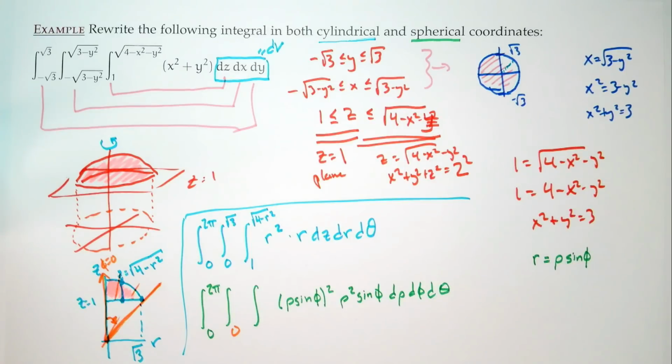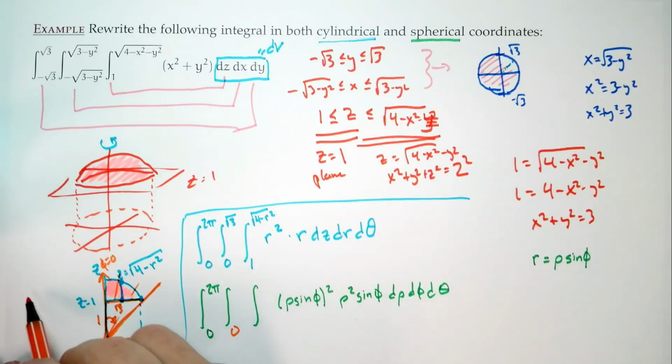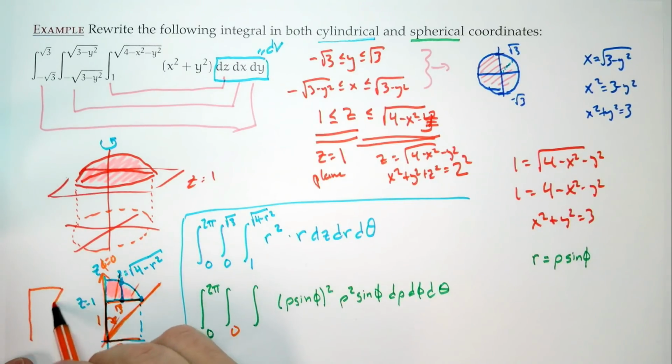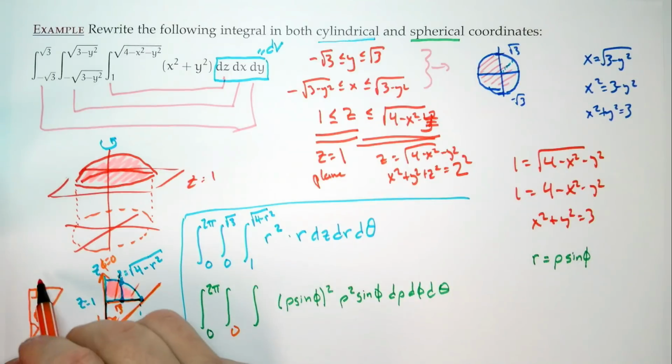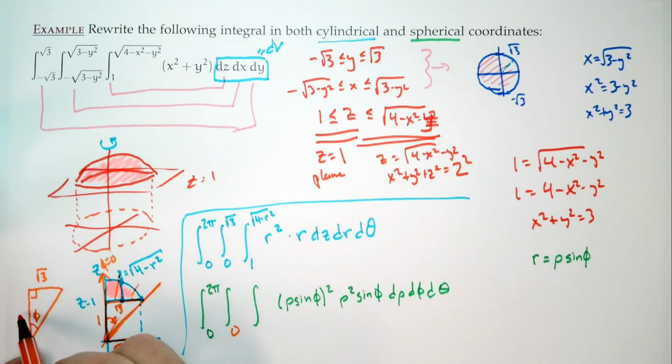Let's figure out what we can about this angle. We actually know a couple of things. We know that this part right here is root 3, and this is 1. So what do we have? There's this angle here, and what we're looking for is an angle phi where the opposite side is root 3 and the adjacent side is 1.